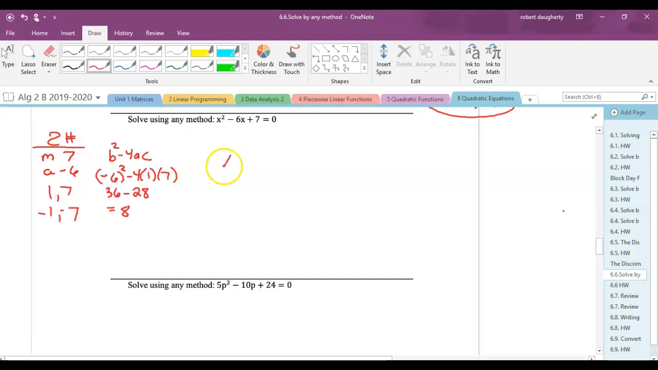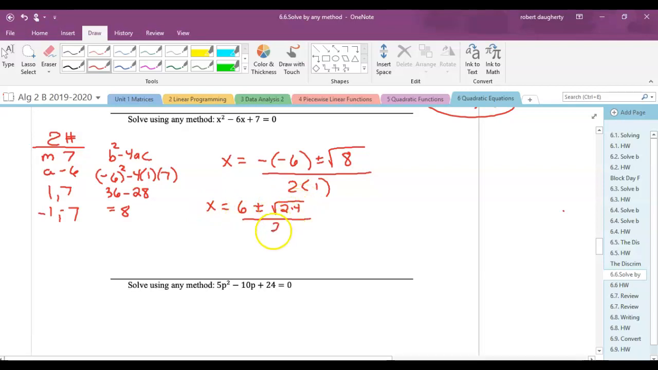Okay? So x is negative b plus or minus the square root of b squared minus 4ac over 2a. So this is x equals 6 plus or minus the square root of 2 times 4 over 2. So x is 6 plus or minus 2 root 2 over 2. This can be simplified. You were expected to do this: 6 over 2 plus or minus 2 over 2 times the square root of 2.